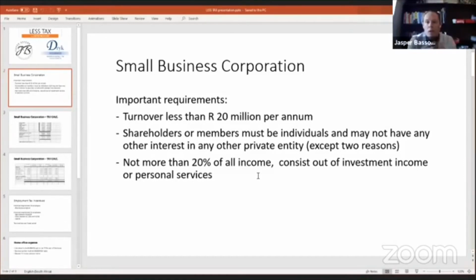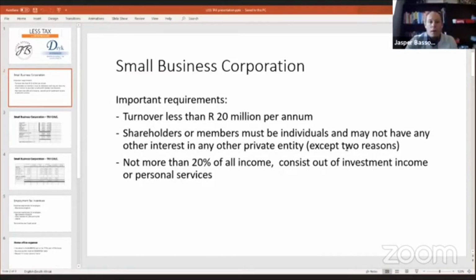Obviously, for estate duty and all other risk reasons, you need to be an individual holding the shares, and you may not have any other shares in any other company. Any other company means a private company or closed corporation. It's not a listed company. So if you hold any listed shares like JSE shares, you can still qualify; your company or your closed corporation can still qualify for a small business corporation.